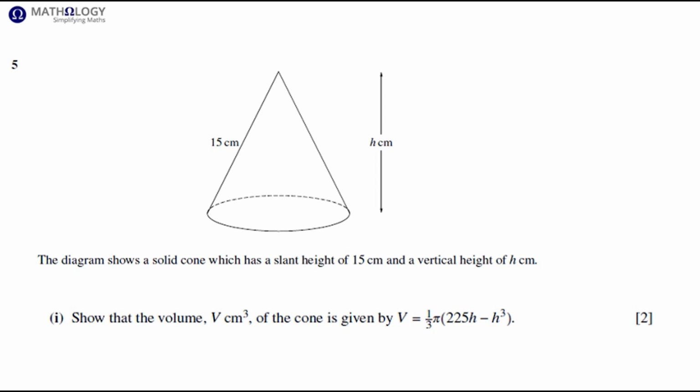Question 5. The diagram shows a solid cone which has a slant height of 15 centimeters and a vertical height of 8 centimeters. We're required to show the volume V of the cone is given by V equals pi by 3 times 225h minus h cubed.